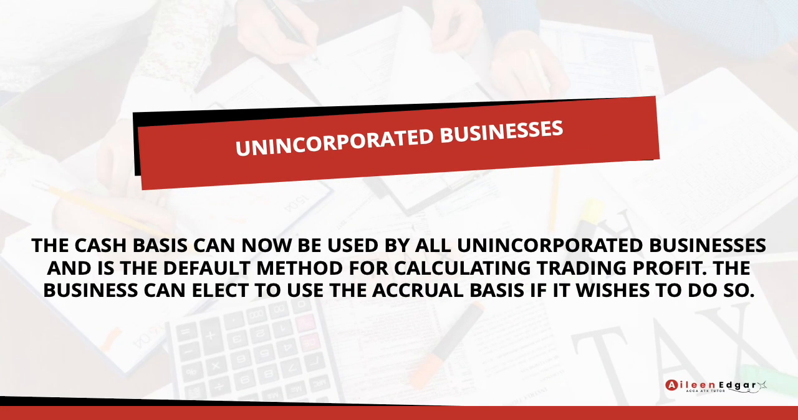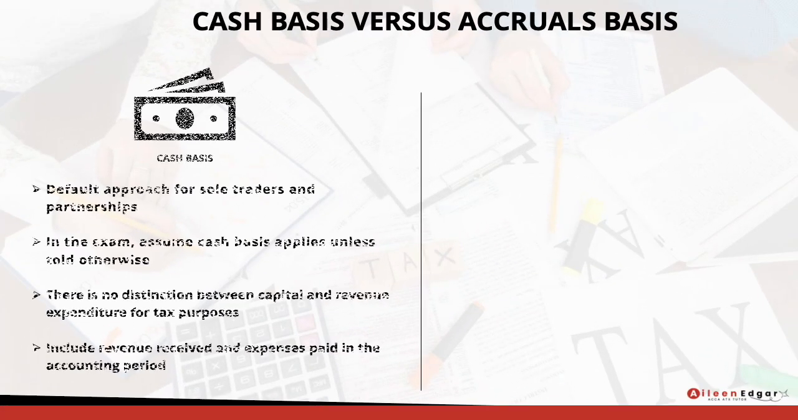The default approach for sole traders and partnerships is now the cash basis, whereas it was the accruals basis before. And you're to assume that the cash basis is the approach being taken by them if the question in the exam is silent about it. The main feature of the cash approach is that there's no distinction between capital and revenue expenditure because we're just dealing with things as cash is coming in and going out of the business.